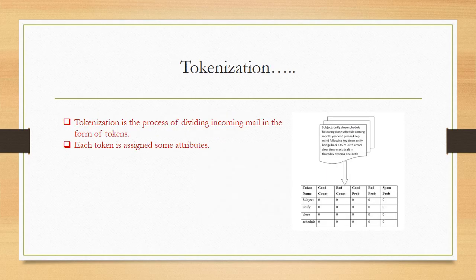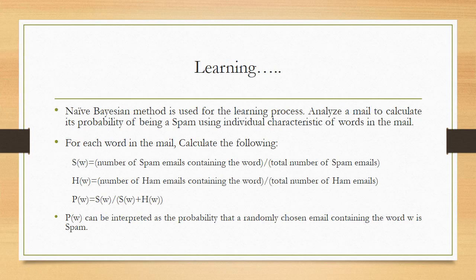In the next step, tokenization is done. Tokenization is the process of dividing a message in the form of tokens and assigning attributes to each token. In the learning step, conditional probability is calculated for all the tokens. As you can see, SW represents the probability of a token or a word W to be spam, whereas HW represents the probability to be ham. The final probability is calculated by the given formula. All of the 5 parameters are calculated in this process and the spamicity of each token is derived.